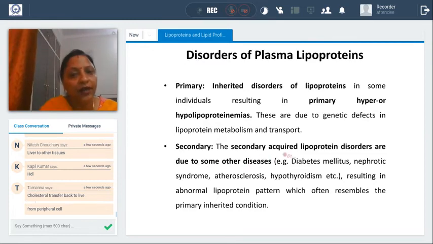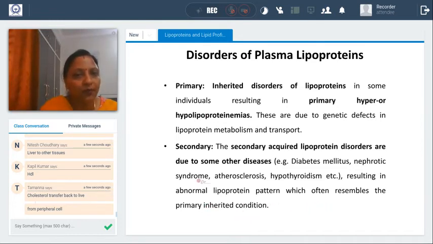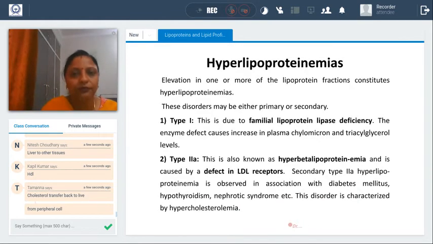Secondary acquired lipoprotein disorders are due to some other diseases like diabetes mellitus, nephrotic syndrome, atherosclerosis, hypothyroidism, etc., resulting in an abnormal lipoprotein pattern, which often resembles the primary inherited condition. So there are two types of disorders, primary and secondary, the secondary being related with other diseases like diabetes mellitus, nephrotic syndrome, and atherosclerosis.